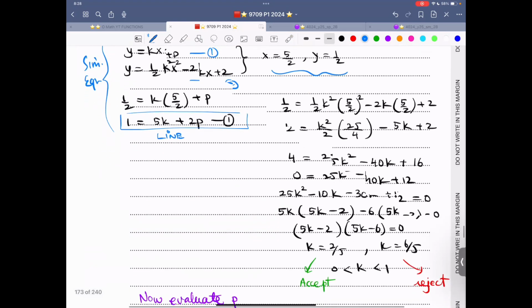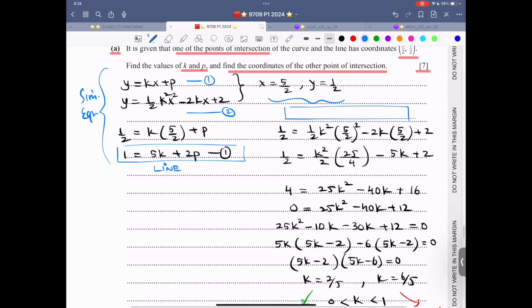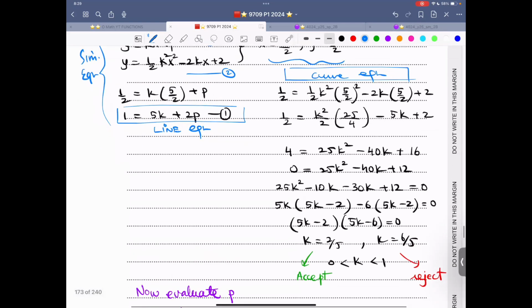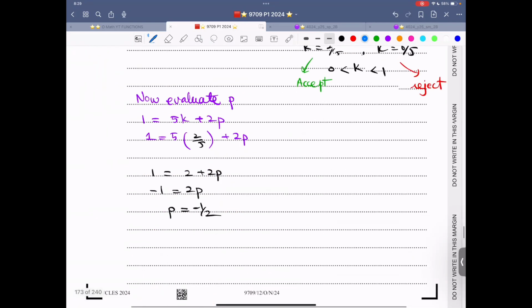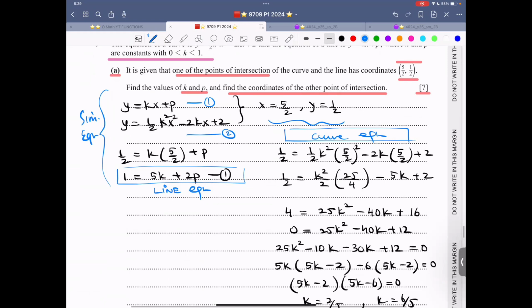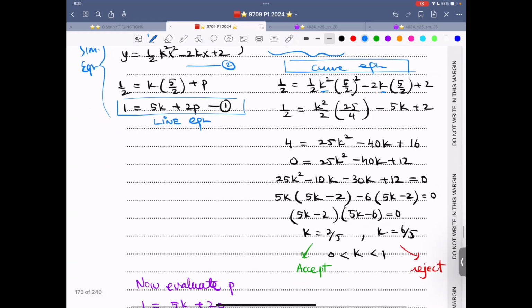Then plug in, play with fractions in which equation? This is the curve equation. So that's the line equation, and that's the curve equation. Which one do you have? You have this thing. Now evaluate p. So first of all, 5k plus this thing. Now when you plug it in over here, you only have k. There is no p. So basically, you are working with this one.